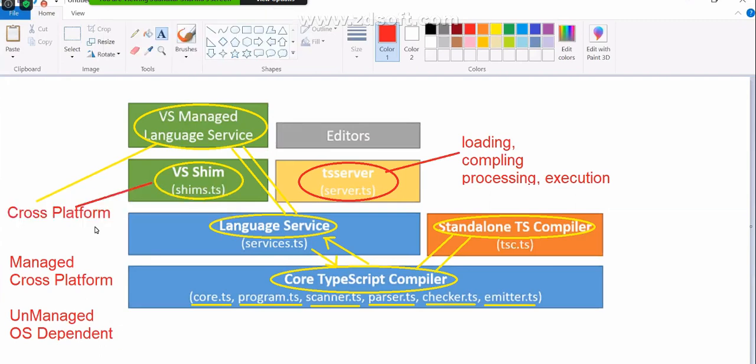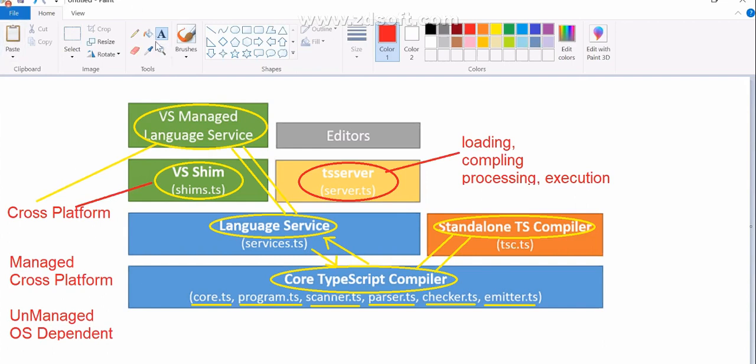After that it will use the managed language service to make your TypeScript run on every operating system service. That is the reason your TypeScript can reach any device, for any operating system service. That's actually the architecture.